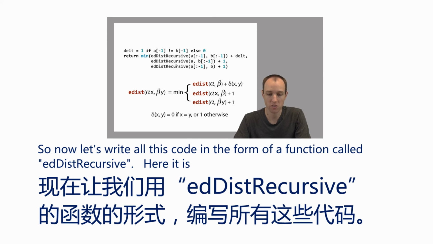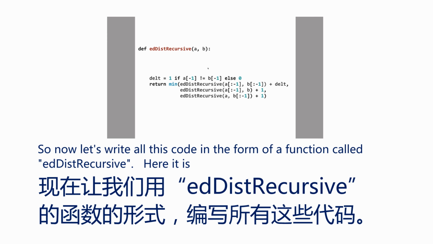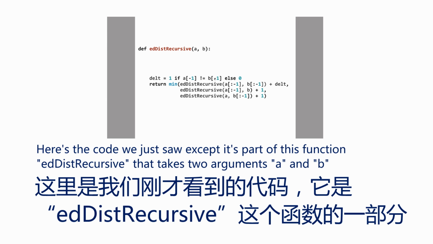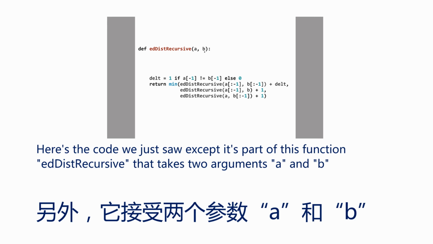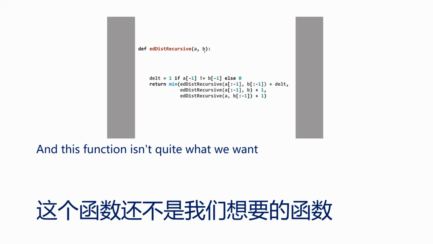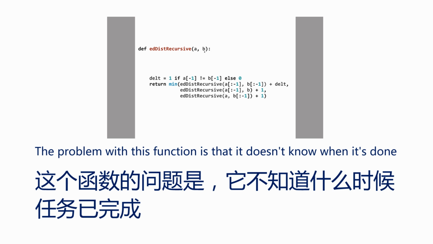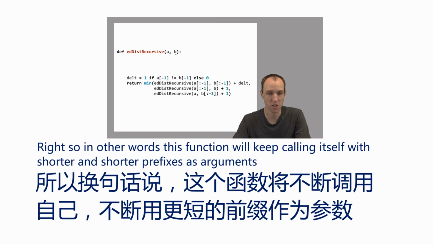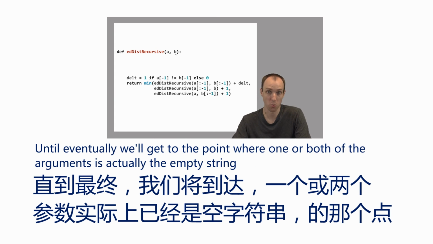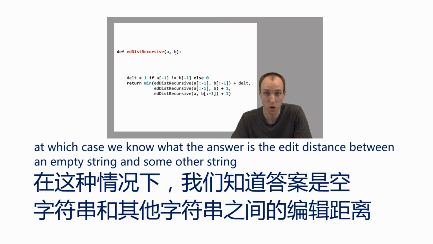So now let's write all this code in the form of a function called edDistRecursive. Here it is. Here's the code we just saw, except it's part of this function, edDistRecursive, that takes 2 arguments a and b. And this function isn't quite what we want. The problem with this function is that it doesn't know when it's done. In other words, this function will keep calling itself with shorter and shorter prefixes as arguments until eventually we'll get to the point where one or both of the arguments is actually the empty string, in which case we know what the answer is.